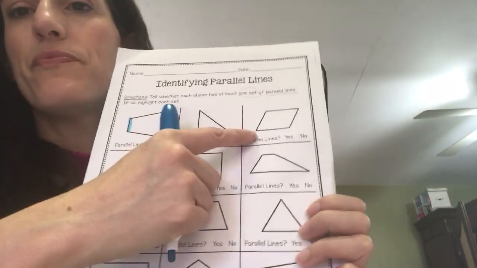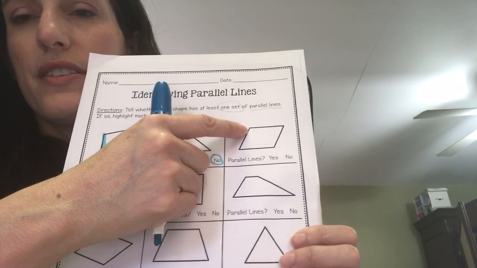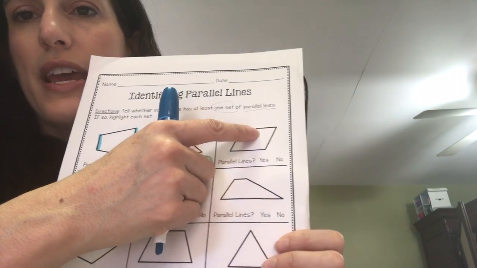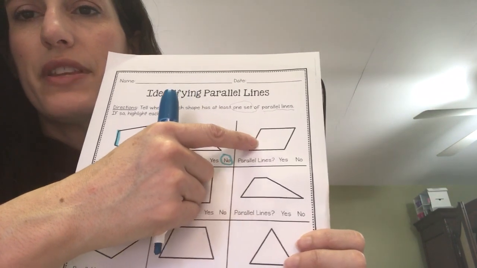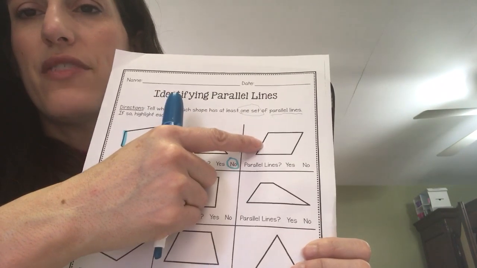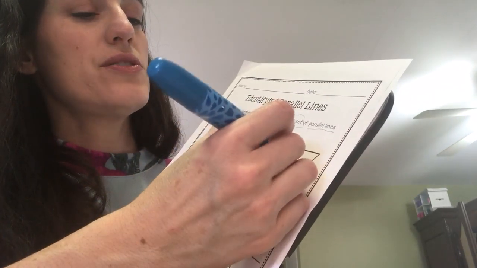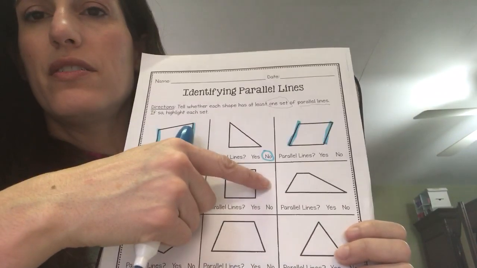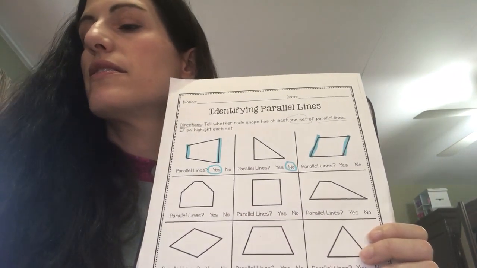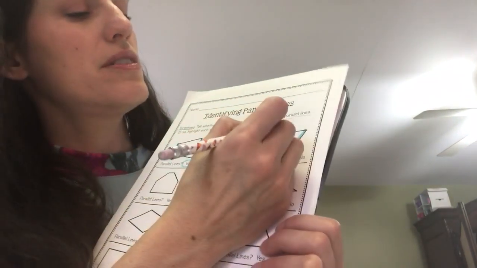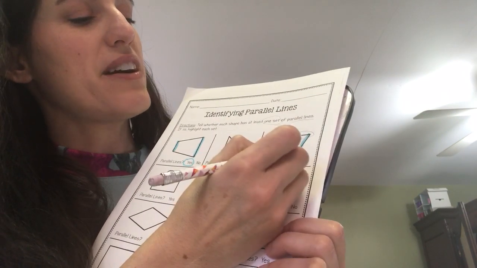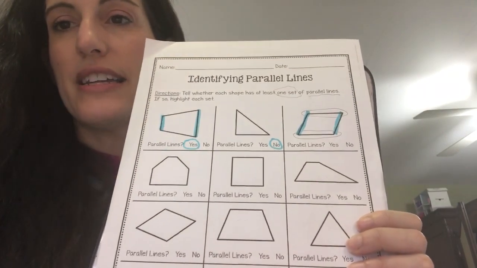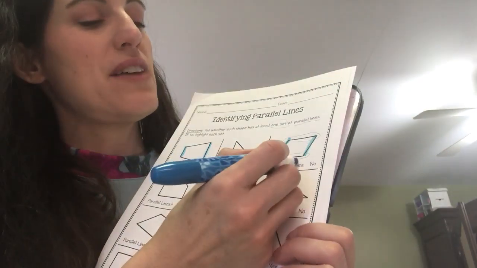Okay, the next one. Let's look at this one and this one. It's the same distance apart. They're crooked, but they're parallel. They would never touch. So these lines are parallel. But look, these lines are also parallel. So it actually has two sets of parallel lines. So yes, most definitely.